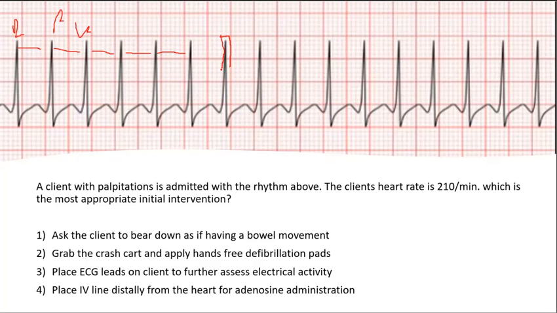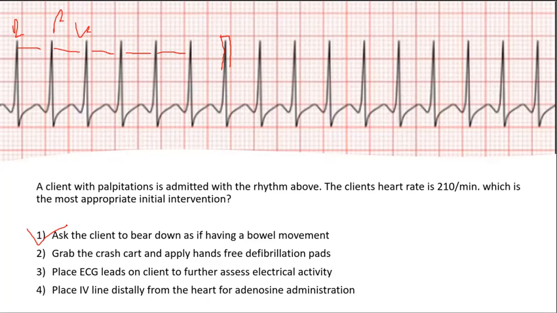Again, remember, in clients with supraventricular tachycardia, with a regular rhythm and narrow QRS complexes, the initial treatment would be to carry out vagal maneuvers. For example, asking the patient to bear down, or maybe putting a cold compress in the pediatric population, or any vagal maneuver you can. So number one would be our correct answer.